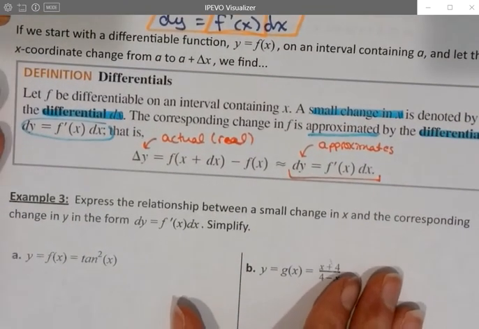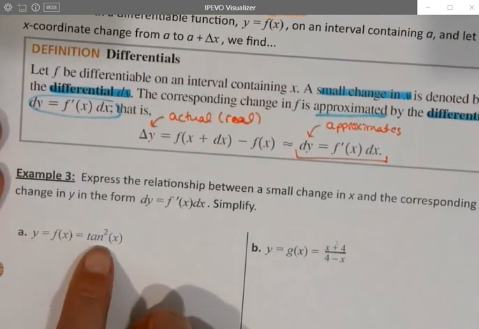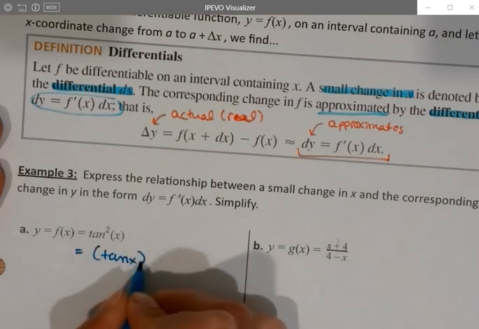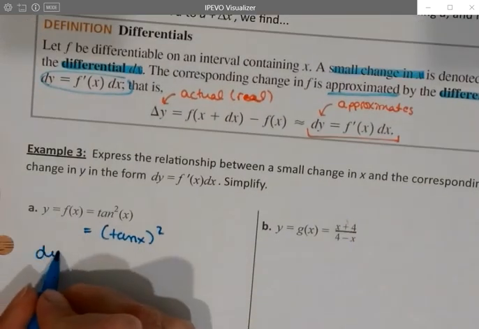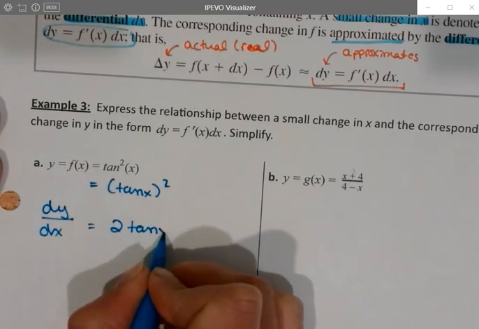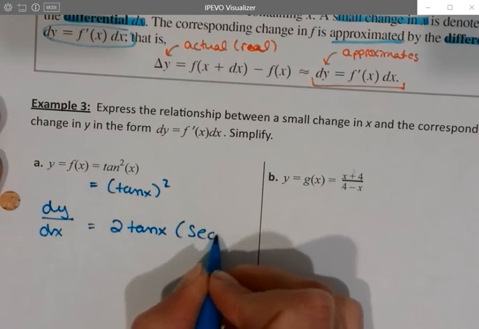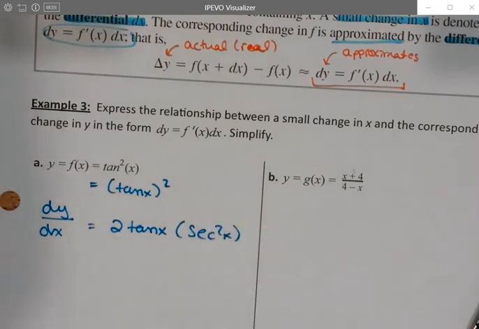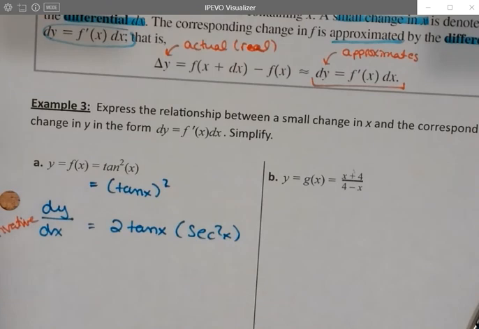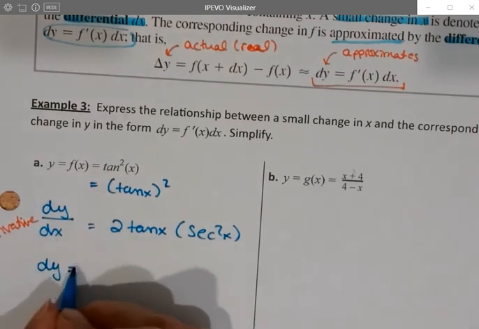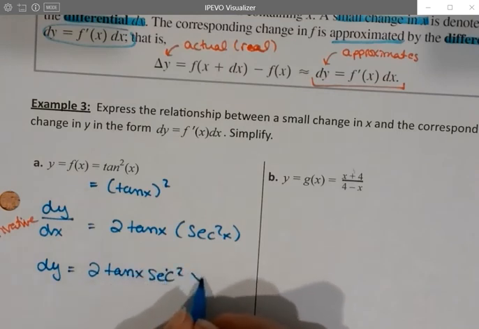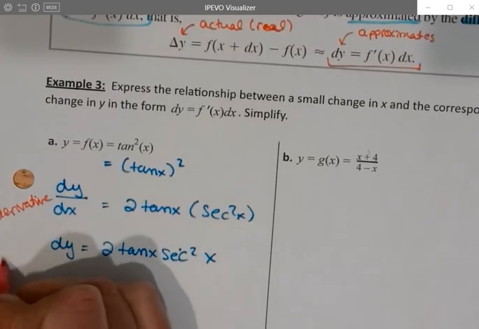Okay. So if I have a function, y equals f of x is tan squared of x. First of all, don't forget that tan squared of x is shorthand for tangent of x quantity squared. So the first thing I can do is compute the derivative. So dy dx is 2 times tangent of x times tangent's derivative, which is secant squared of x. Okay, so that's a derivative, not a differential. But if I move the dx to the other side, I'll have the differential. So the differential is dy equals 2 tan of x times secant squared of x dx. And so this is the differential.